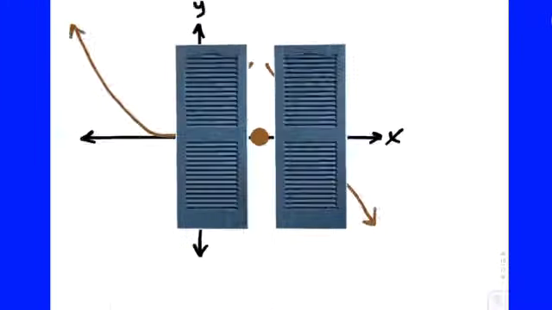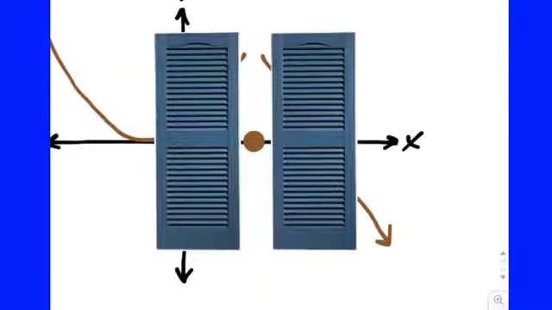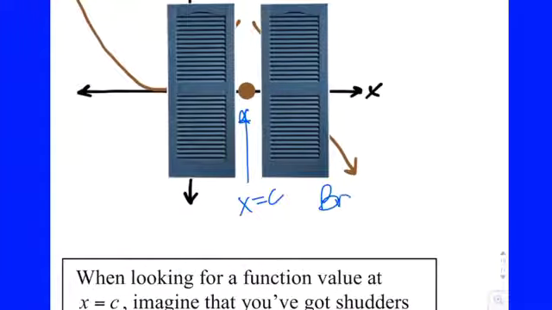However, when you put on shutters to the left and right, and you only concern yourself with that specific vertical location, that's the idea of the bridge. And that's the idea of the function value from Algebra 1, Algebra 2.